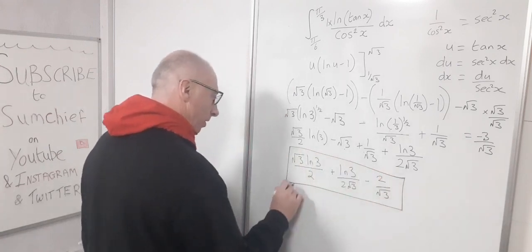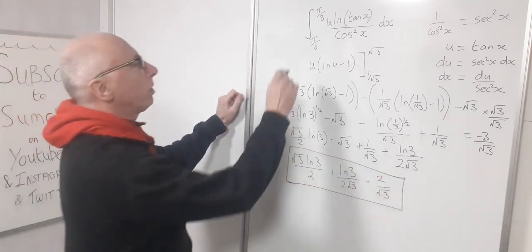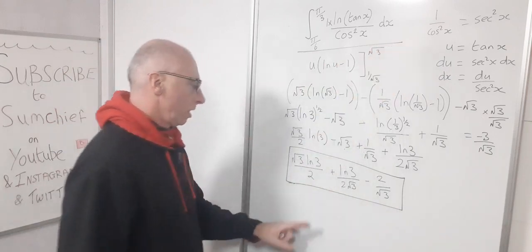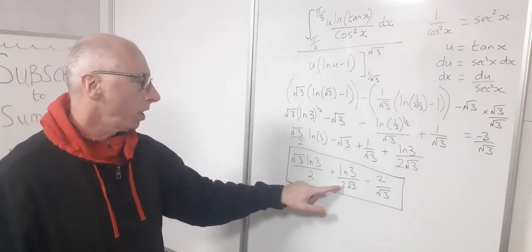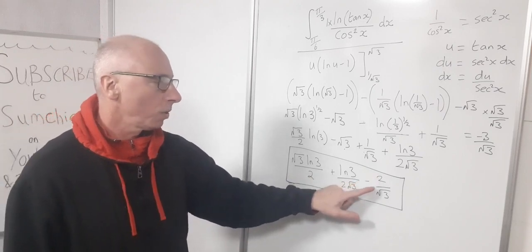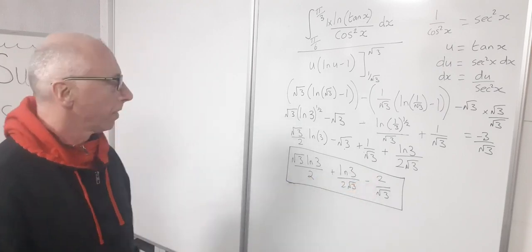So that's the answer to our original integral, this one here. That's our answer: square root of 3 times log of 3 over 2, plus log of 3 over 2 root 3, minus 2 over square root of 3. Okay.